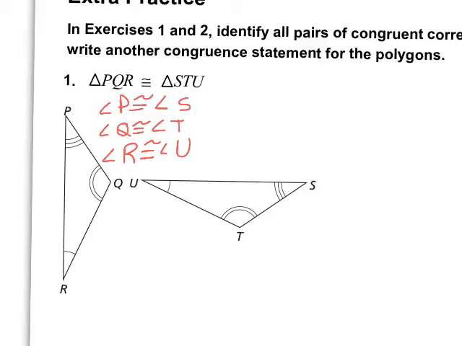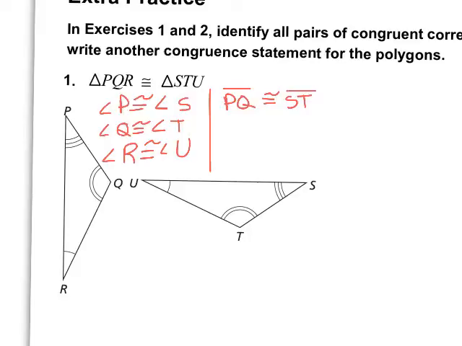And then we can also say the sides. So again, order matters. Remember we always name sides with 2 letters. So the first 2 letters would be PQ and ST. So then I can say segment PQ is congruent to segment ST.